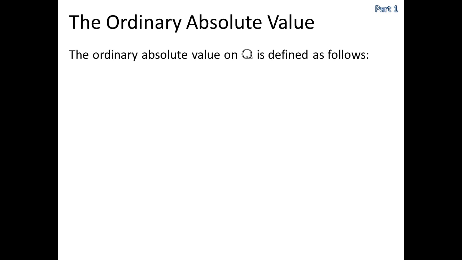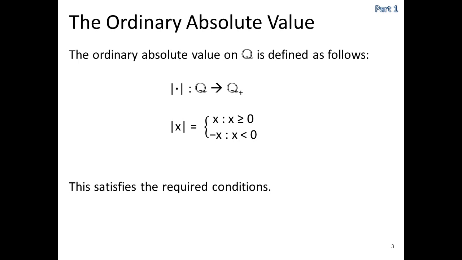So what's an example of an absolute value? Well, the ordinary absolute value, and it's defined in the following way. The absolute value of a number is that number itself if it's positive, or it's the negative of that number if it was negative. And it can be verified that it satisfies the required conditions that we had on the previous slide.